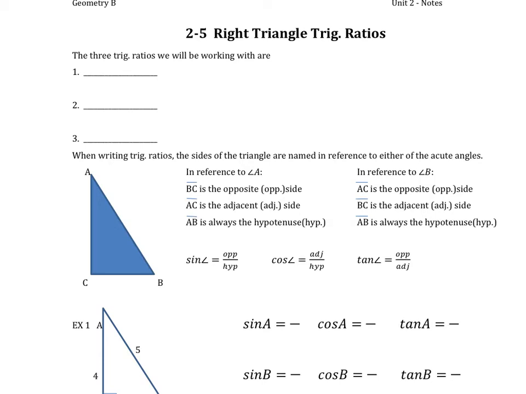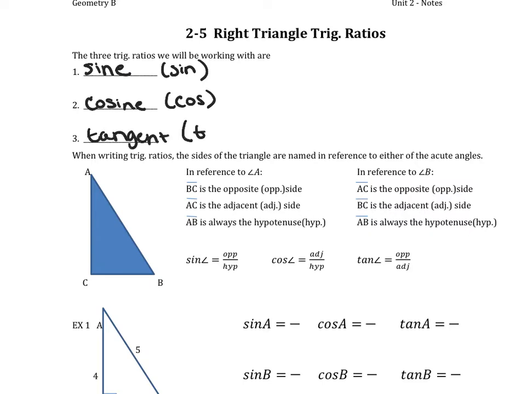So there are three basic trig ratios that we'll be working with. The first is sine, and that's abbreviated SIN, but still we call it sine. Then we have cosine. We write that as COS. And then finally we have tangent, and we write that as TAN.